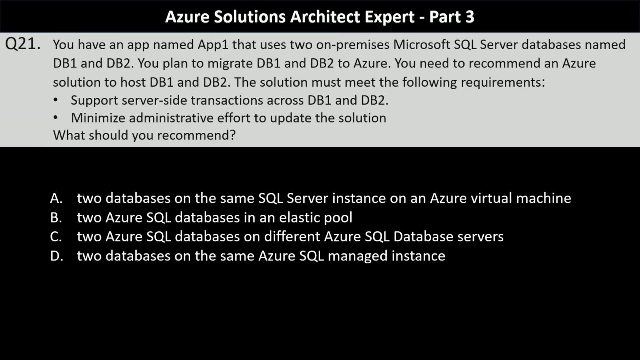You have an app named EP1 that uses two on-premise Microsoft SQL Server databases named DB1 and DB2. You plan to migrate DB1 and DB2 to Azure. You need to recommend an Azure solution to host DB1 and DB2. The solution must meet the following requirements: support server-side transactions across DB1 and DB2, and minimize administrative effort to update the solution.